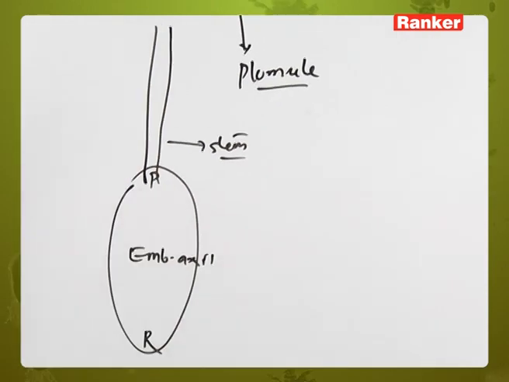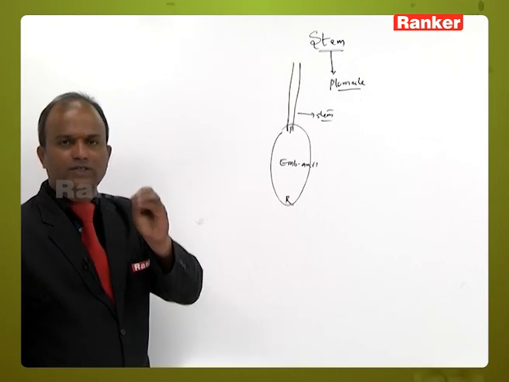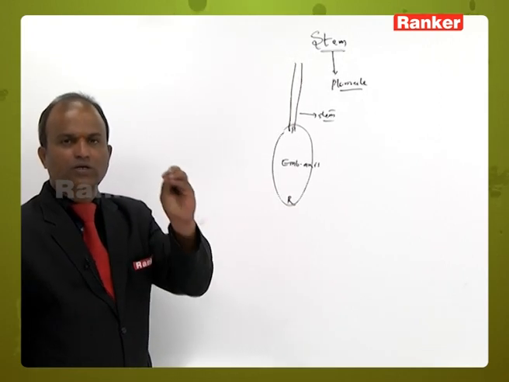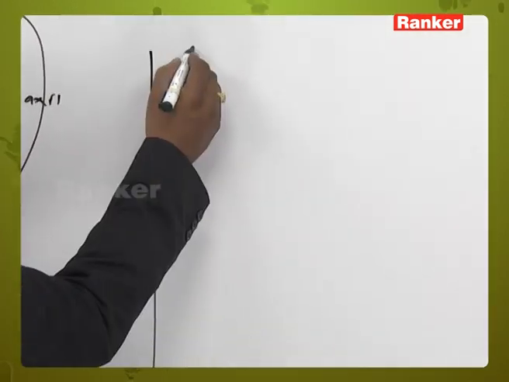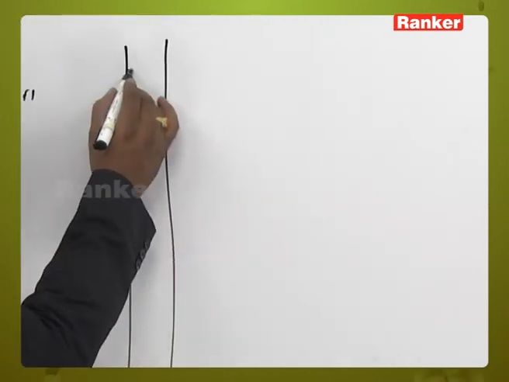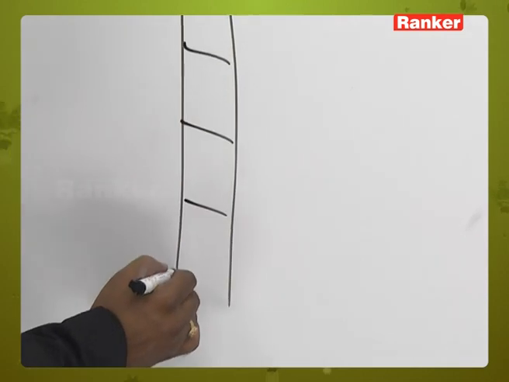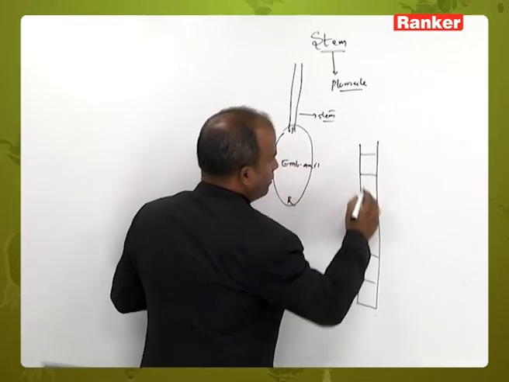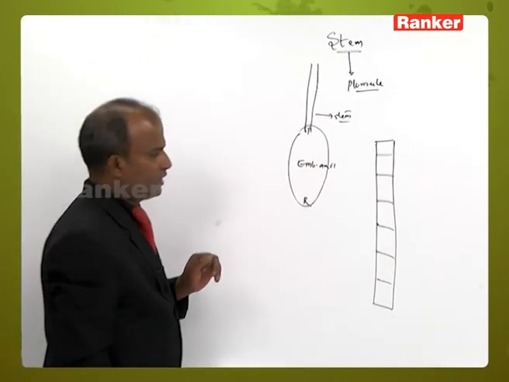Now the stem is differentiated into nodes and internodes. Yes, the stem is differentiated into nodes and internodes. Think this one is the stem. The stem is differentiated into nodes and internodes.